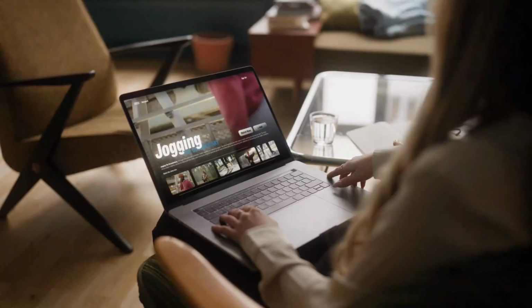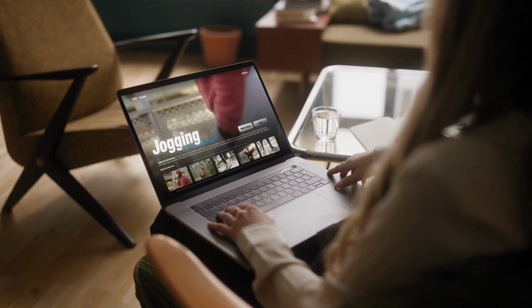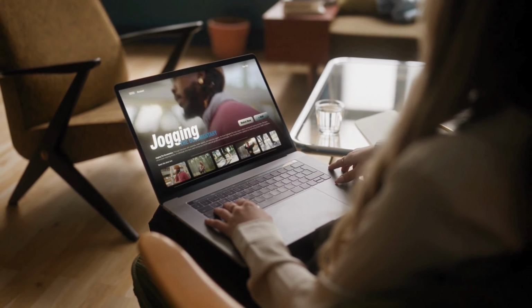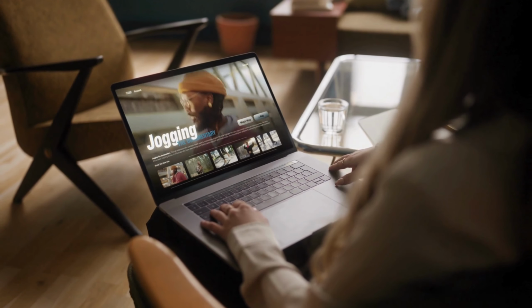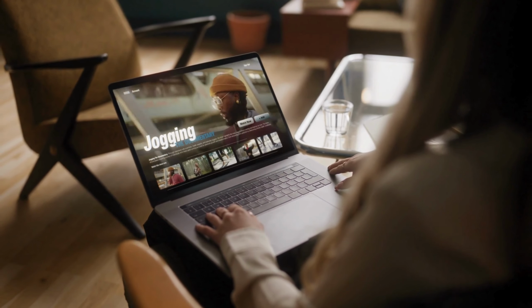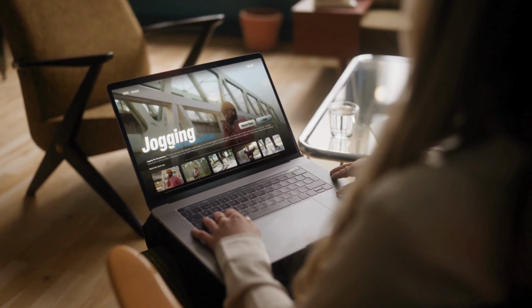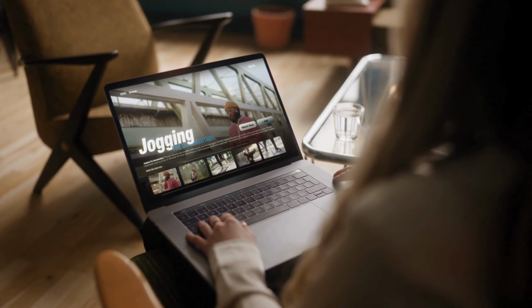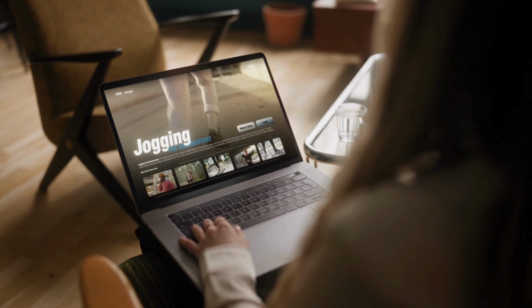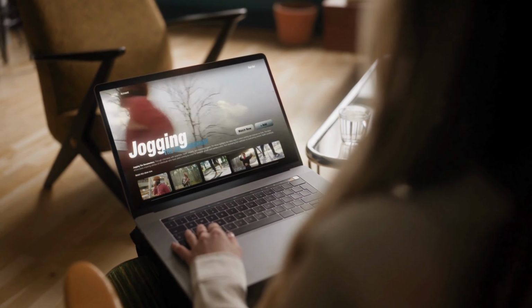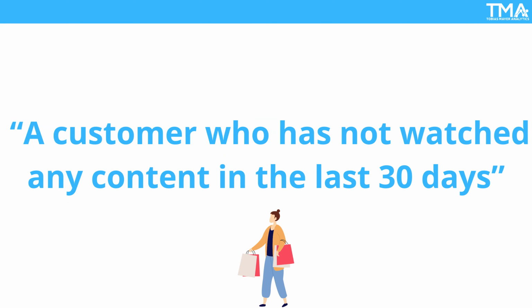Let's have a look at a B2C example in the context of a streaming service. The streaming service could aim to reduce the number of subscription cancellations by identifying and retaining vulnerable customers. The goal is to identify customers who are at high risk of canceling their subscriptions and take proactive steps to retain them. Churn will be defined as a customer who has not watched any content in the last 30 days.